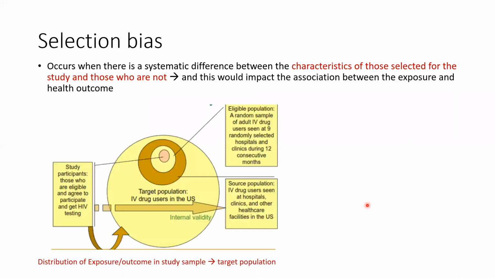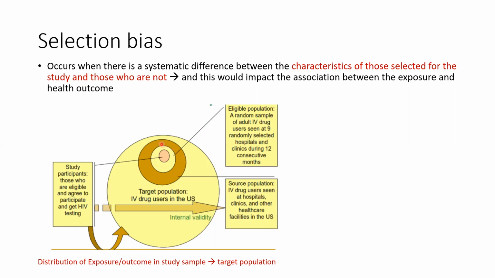If you want another illustration, just to clarify the idea. Let's say the target population is IV drug users in the US. This is a big yellow circle. Then I have my small brown circle, which corresponds to the source population: the IV drug users seen at hospitals, clinics, and other healthcare facilities in the US. Because if my target population is IV drug users in the US, I would actually recruit them from hospitals, clinics, and healthcare facilities.